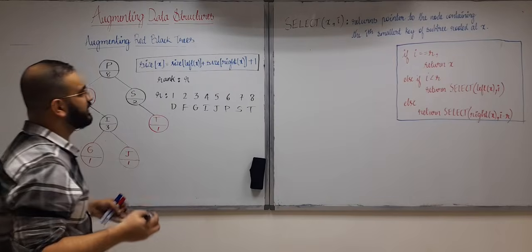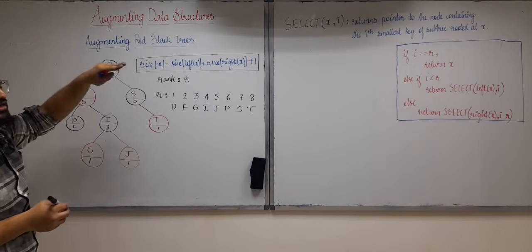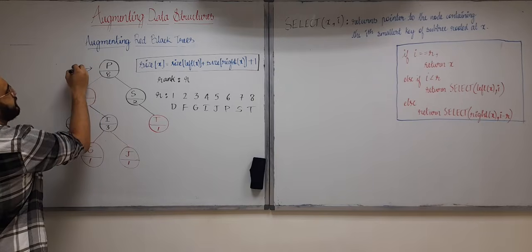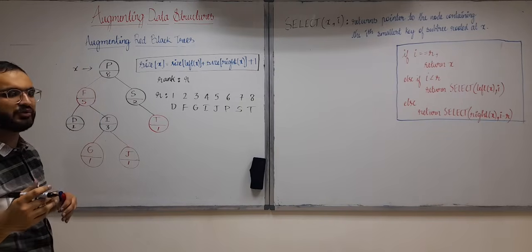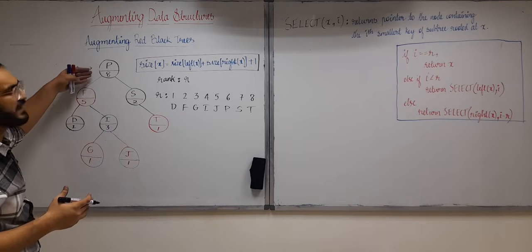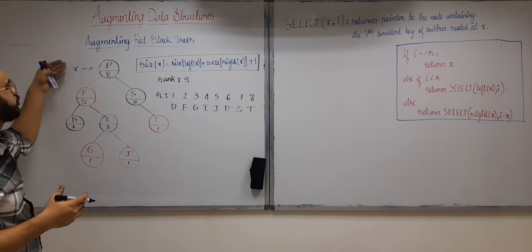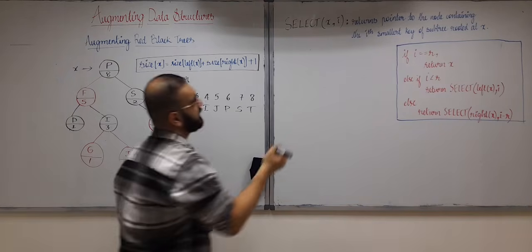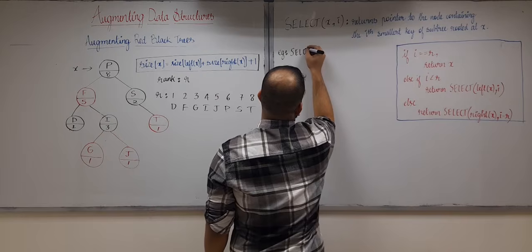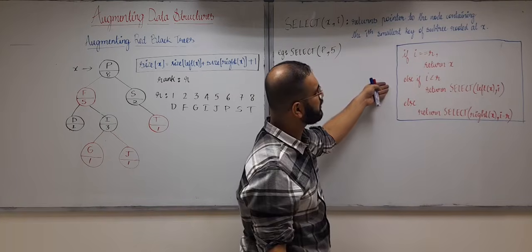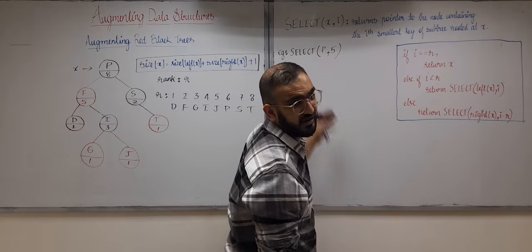So let us consider our P as X when we perform the select operation. This is our X, and we want to find the fifth smallest key in the subtree rooted at the node P, or rooted at X. We can write it down as select(P, 5). We are going to use this pseudocode to solve this example.